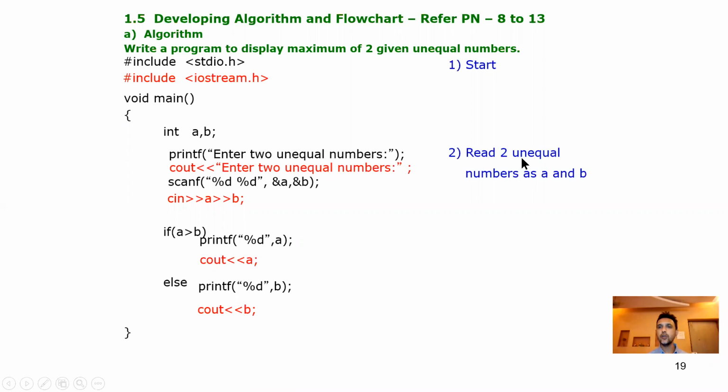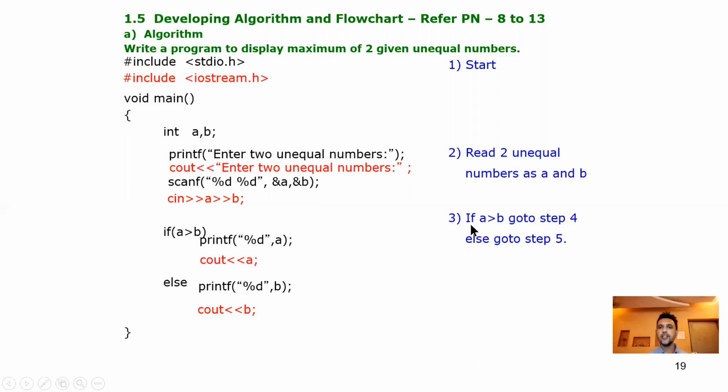I'll write, read two unequal numbers as A and B. So what I'm doing is I'm telling the computer that, look computer, you are supposed to read two unequal numbers, and those two unequal numbers will be stored in A and B. Now, after that, this part is very simple. I don't even need to explain. If you just read it carefully, you'll understand.